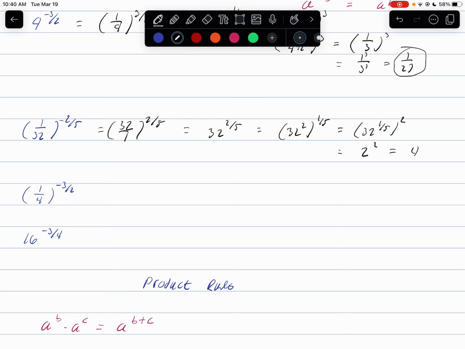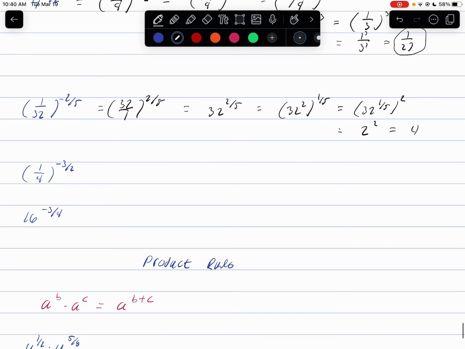Okay, how about 1/4 to the negative 3 over 2? Well, once again, we're going to deal with that negative sign. Let's flip this. So this is going to become 4 to the 3 over 2. And we can rewrite this as 4 to the third raised to the 1/2, or we can write this as 4 to the 1/2 raised to the third. And I like that second one a little better. So that's going to become 2 to the third, which is just 8.